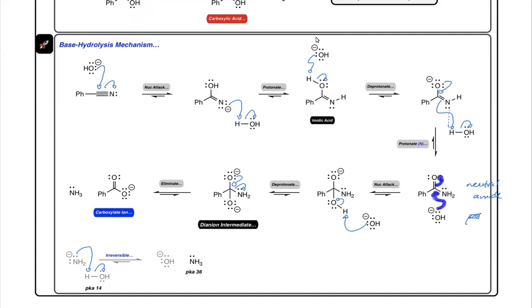Hydroxide will then attack the carbonyl carbon, break the pi bond, and then we need to deprotonate the OH component, creating our dianion intermediate, and then we can collapse, kicking out our nitrogen of negative charge leaving group. And our nitrogen of negative charge leaving group will very rapidly react with water, stealing a proton, doing so irreversibly, forming a neutral amine byproduct.